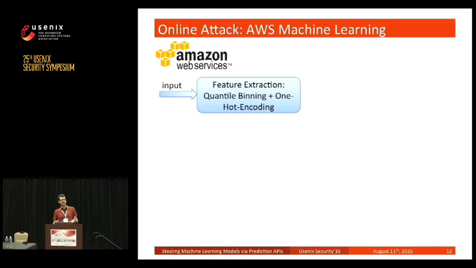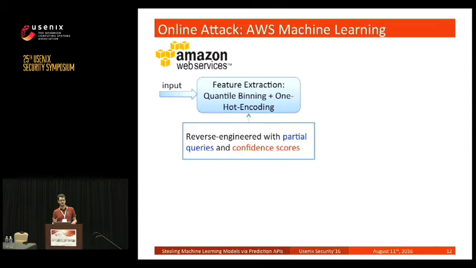So this is what a real attack on AWS looks like. I'm not going to go into too many details about the feature extraction process. You can see more about this in our paper, but essentially Amazon will apply these two feature extractions, which are called quantile binning and one-hot encoding. And the essence is that, by abusing this ability to query partial inputs and get back confidence scores, we show that an adversary can fully reverse engineer which features will eventually be fed into the model.